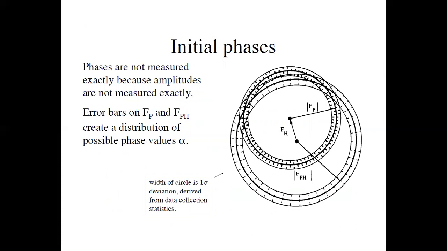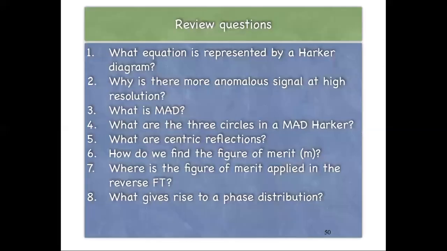The initial phases are not measured exactly because amplitudes are not measured exactly. Error bars on FP and FPH create a distribution of possible phase values. This is the change in the crystal packing factor from the Patterson method, in which we can't calculate the initial phases.